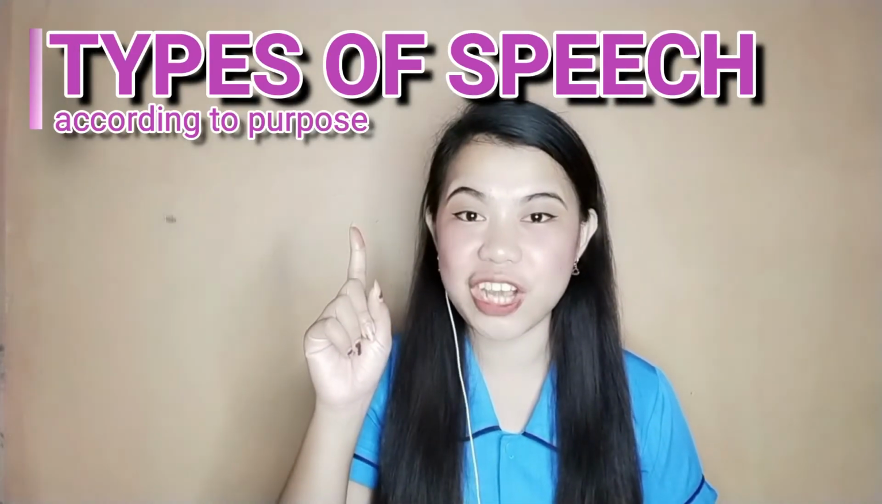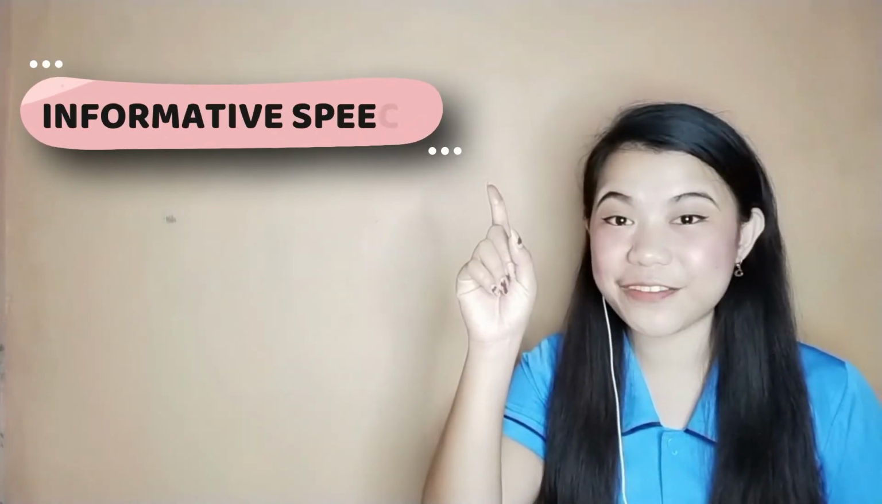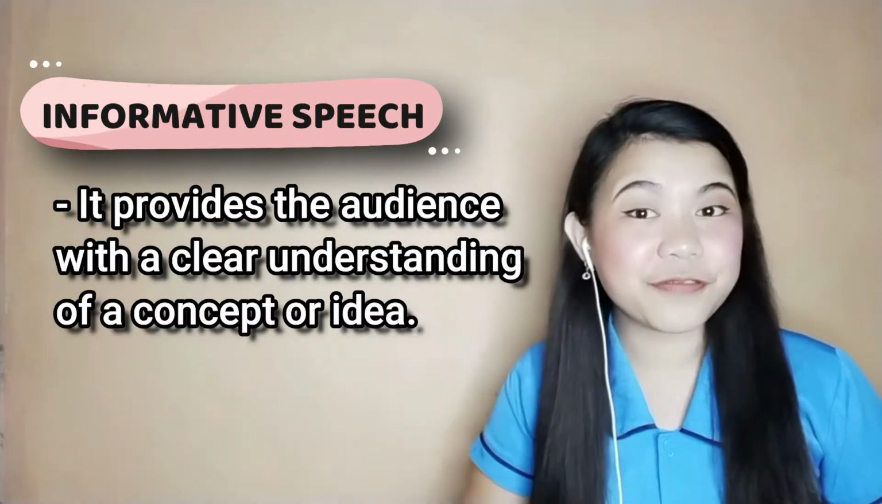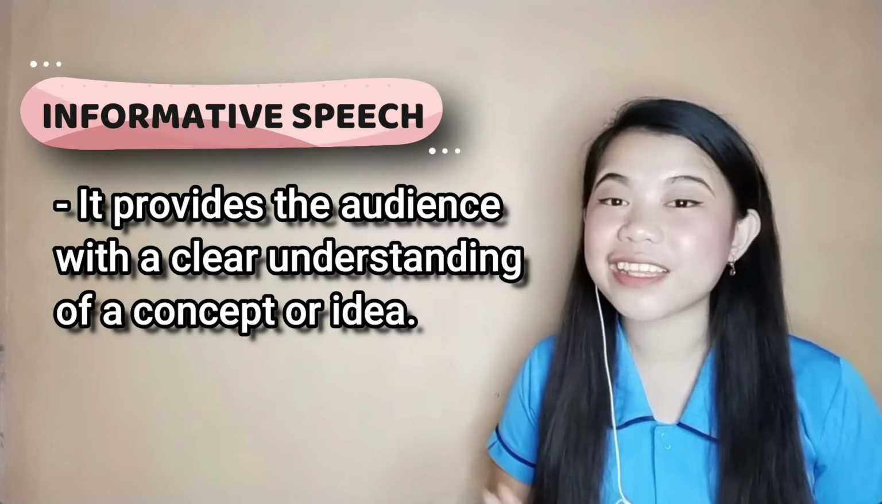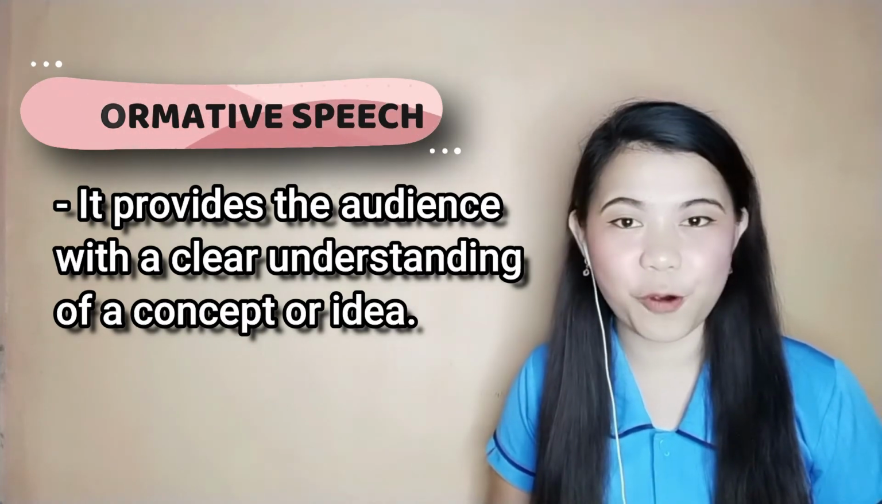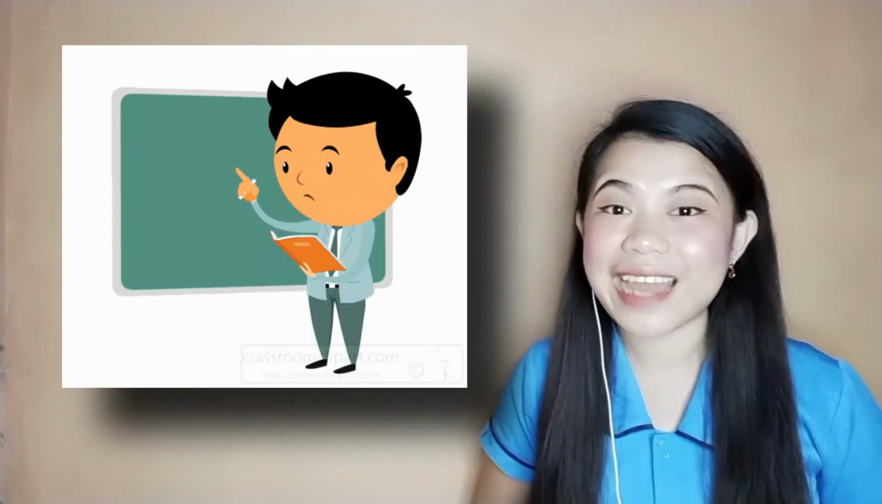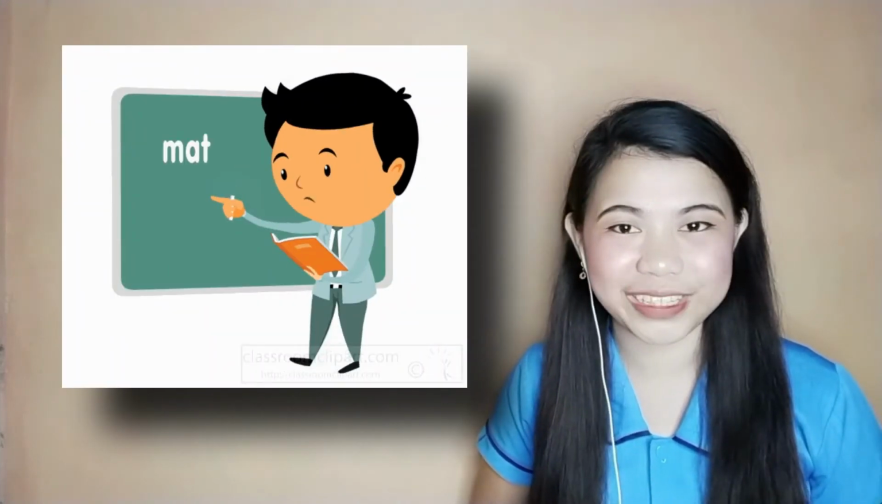So now, let's have the types of speech according to purpose. Since we already discussed it in a previous lesson, we will just have a short recap. The first one is informative speech. It provides the audience a clear understanding of a concept or idea. The best example of this type is the lecture or discussion of your teacher.